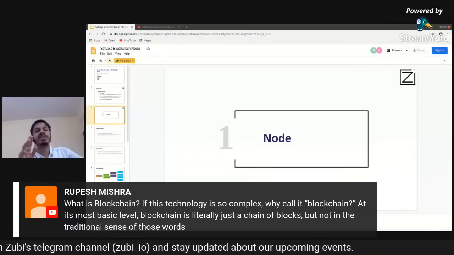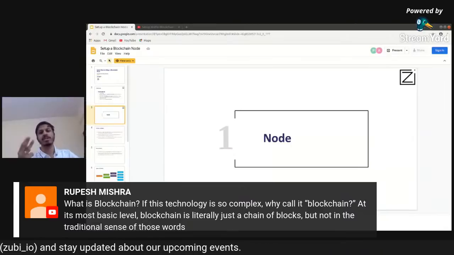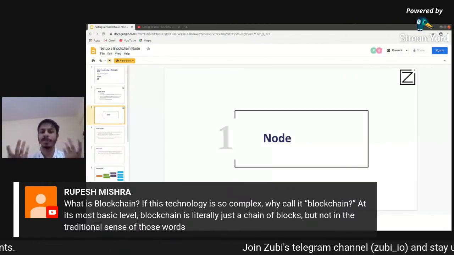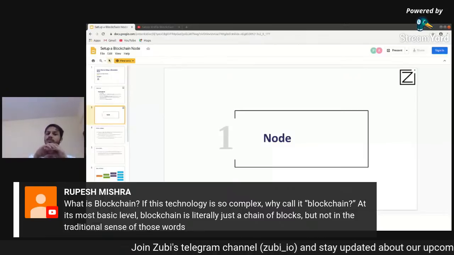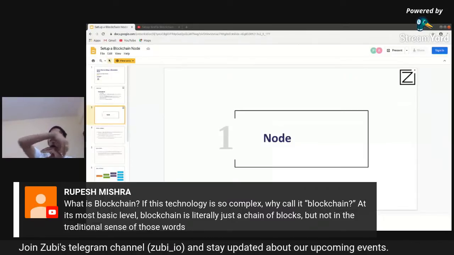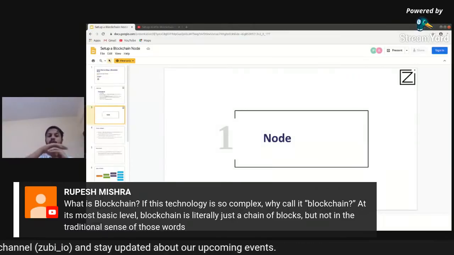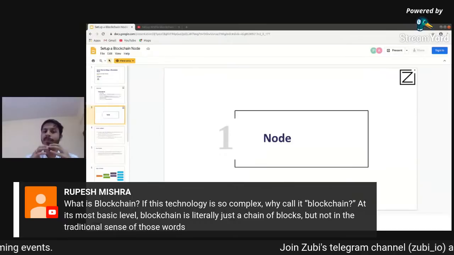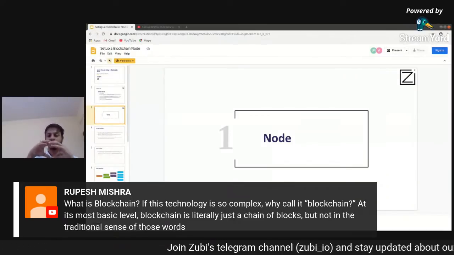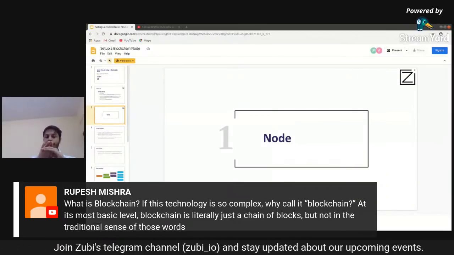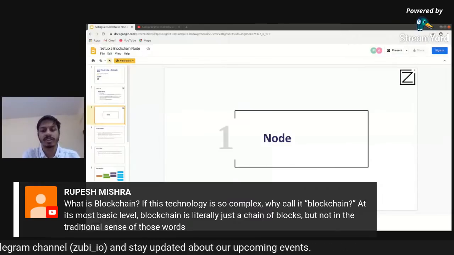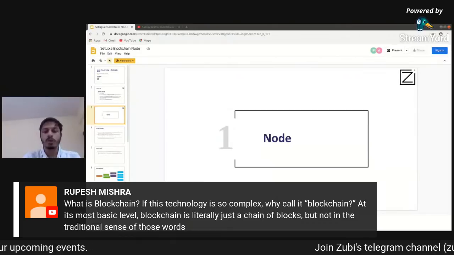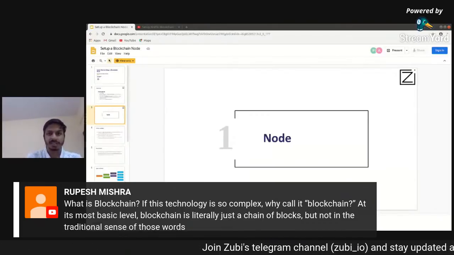When I mentioned an immutable distributed ledger, once there is a chaining of blocks, it becomes immutable, because you cannot just change one block. You have to change all the blocks behind this particular block. A ledger is nothing but the transactions present in these blocks. So this is exactly what blockchain is. It's nothing complex, and this exactly means, if you break the term blockchain, a chain of blocks.